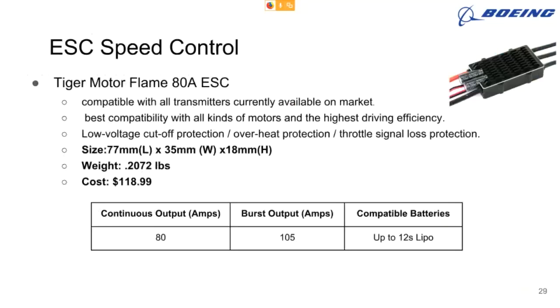The speed controller is an 80 amp speed controller that'll take care of all the power running through it. It's a little bit of overkill considering our motor only has a peak amperage of 60 amps. So we have margin built in with our speed controller as well.